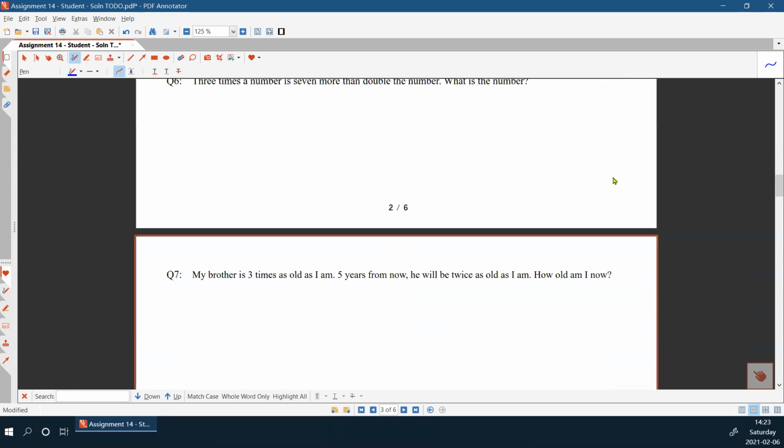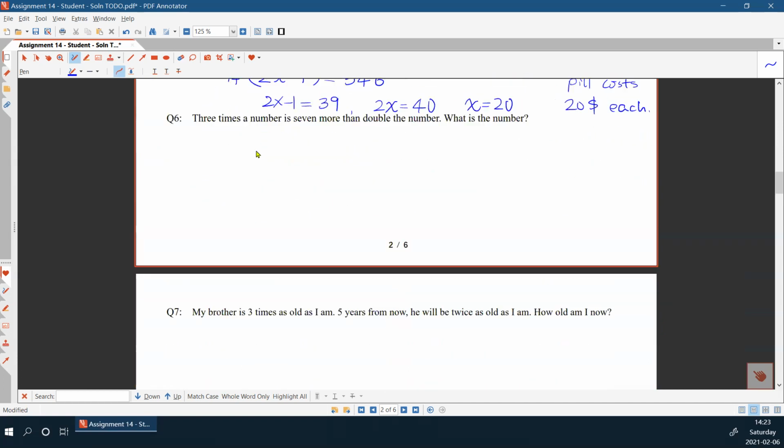No? Okay, let's see question 6. 3 times a number is 7 more than double the number. What's the number? Okay, this is a simple expression. You have 3 here, 7 here, and double. These are all the numbers, right? Pay attention to these numbers. And you don't know the number and you want to know the number.